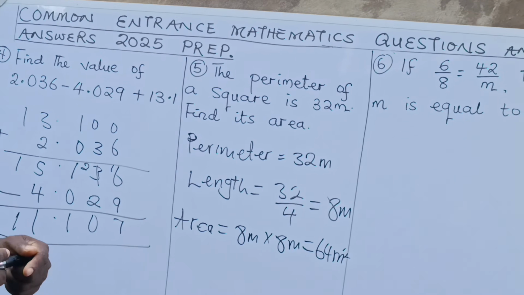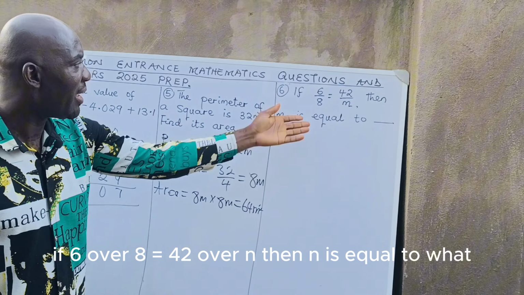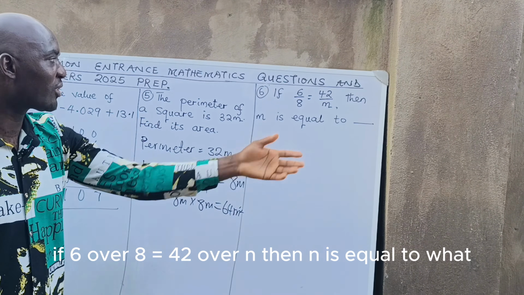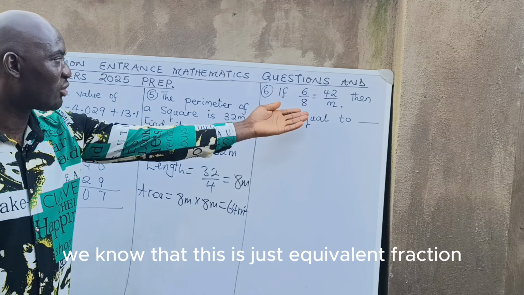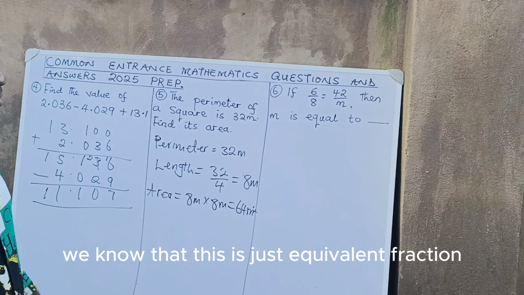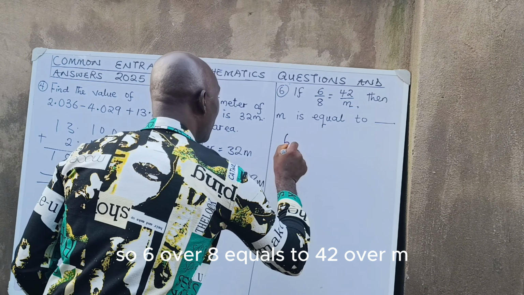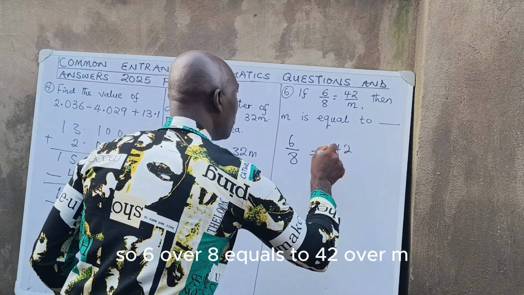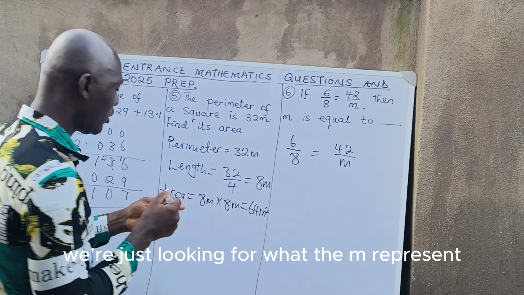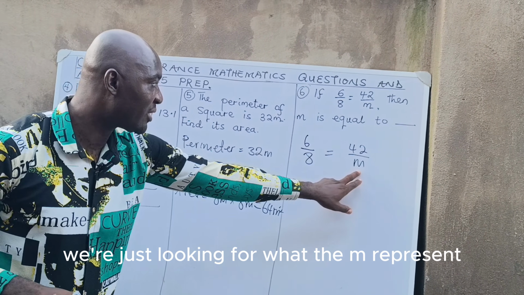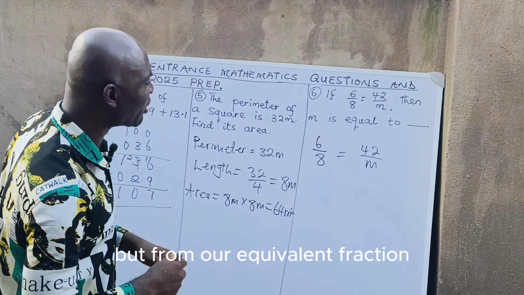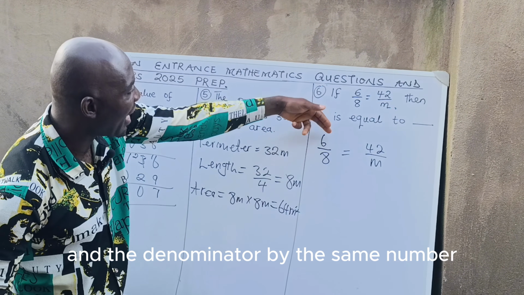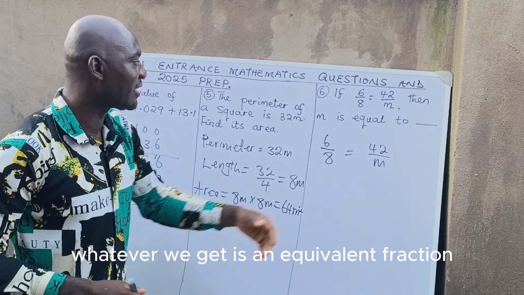Question 6. If 6 over 8 equals 42 over m, then m is equal to what? By looking, we know that this is just an equivalent fraction. So 6 over 8 equals 42 over m. We're just looking for what the m represents. From our equivalent fractions, we know that if we multiply the numerator and the denominator by the same number, whatever we get is an equivalent fraction.